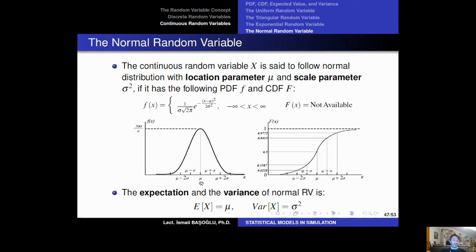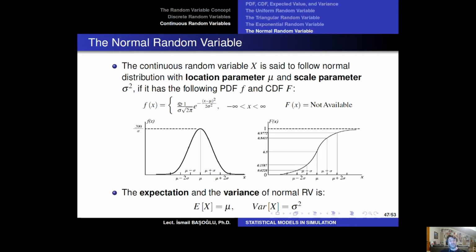The location parameter determines the central tendency of that random variable, and it basically resides in the middle of the symmetric PDF of the normal random variable. That PDF has a shape that looks like the bell curve, and the cumulative distribution function looks like an S shape here. Another parameter is this sigma square value, or sometimes we use sigma itself as a parameter. It is called the scale parameter.